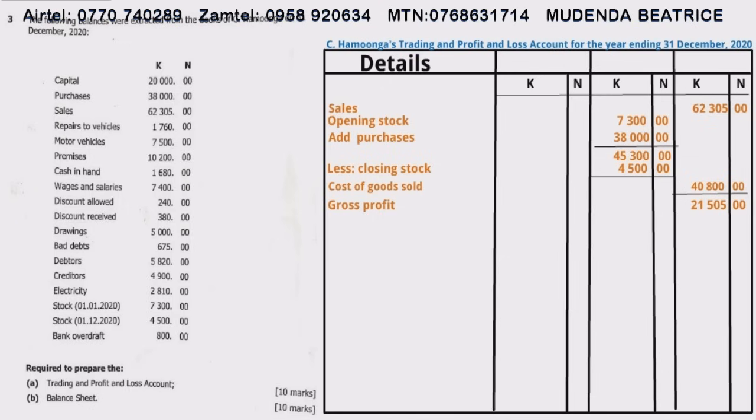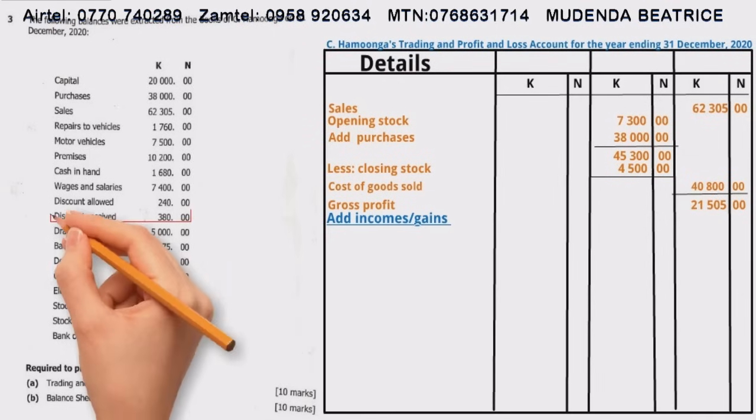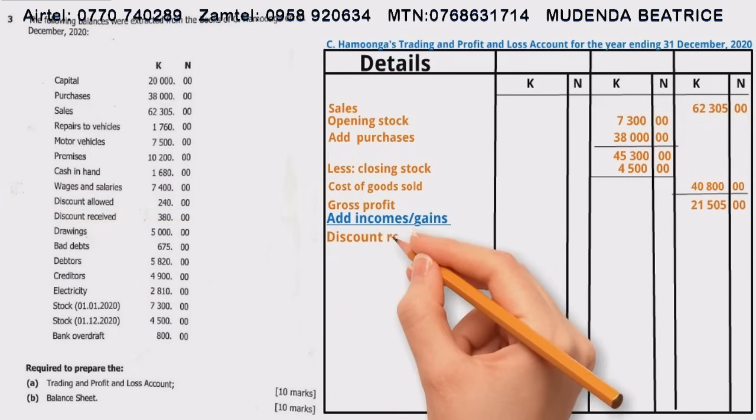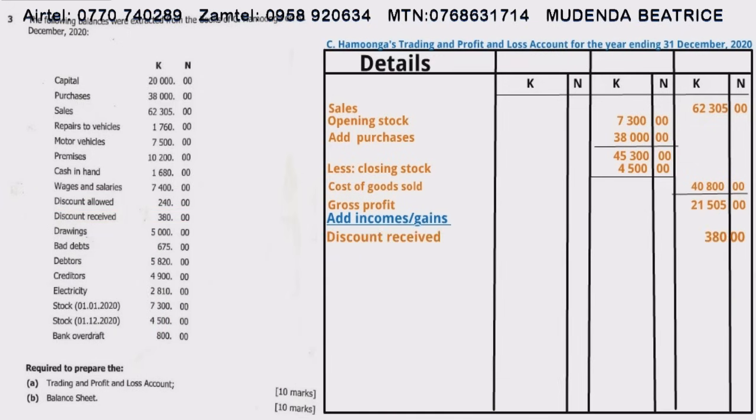Now we add incomes and gains to the gross profit. So the income we had is discount received. Mr. Monga received a discount of 380 kwacha. So when we add that to the gross profit, we are going to have 21,885 kwacha. Now from that, less the expenses, we subtract the expenses that Mr.